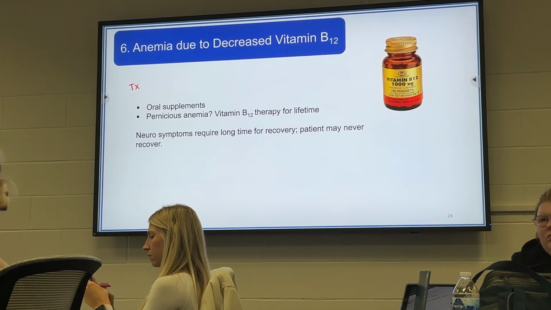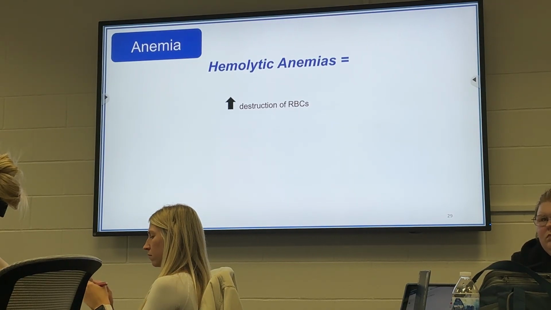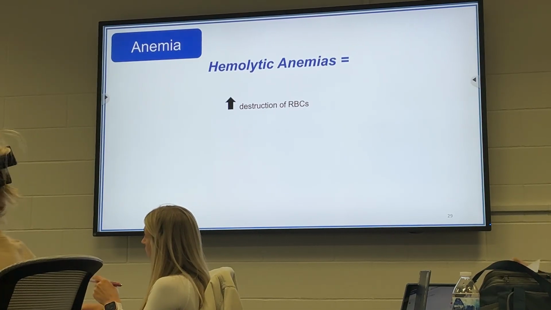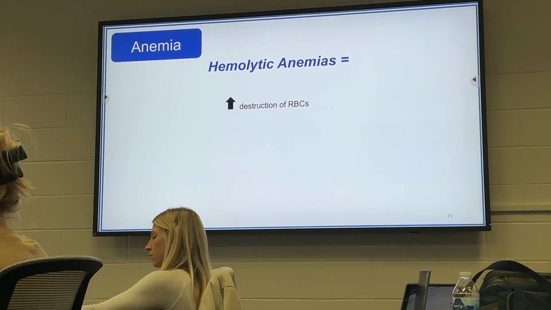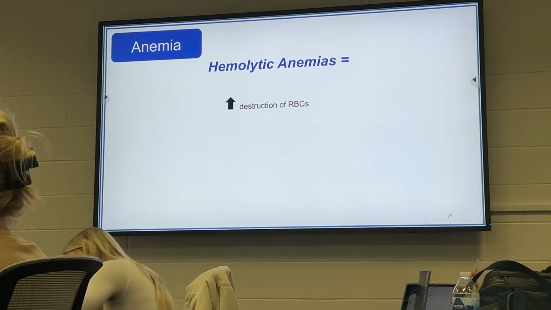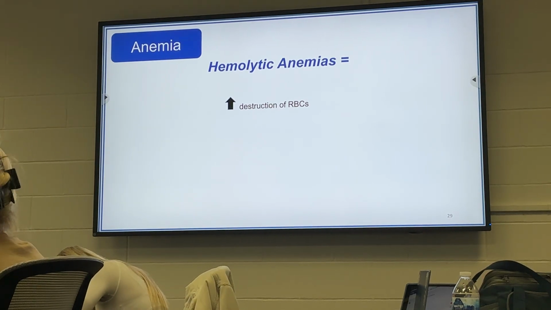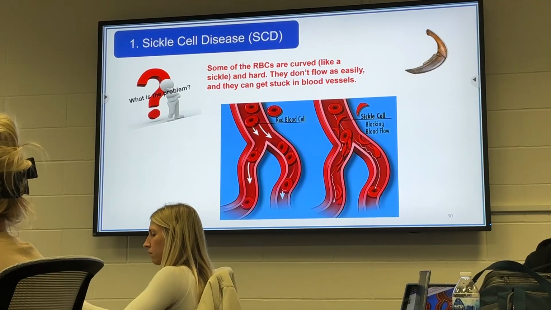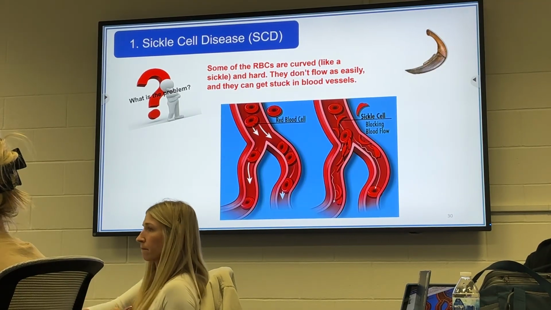Okay, so all of those anemias I just went over, there was not enough red blood cells that got produced, for whatever reason. Now, we're talking about anemias that fall into a different category, where the red blood cells that are produced get destroyed too early. Sickle cell disease, we'll talk about sickle cell crisis, which is important.